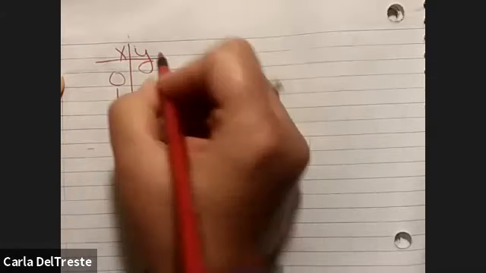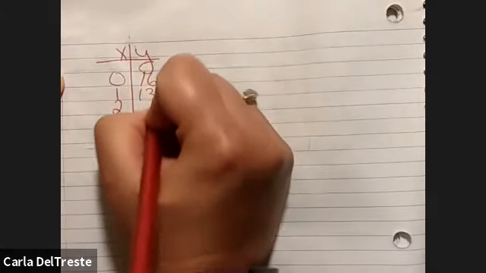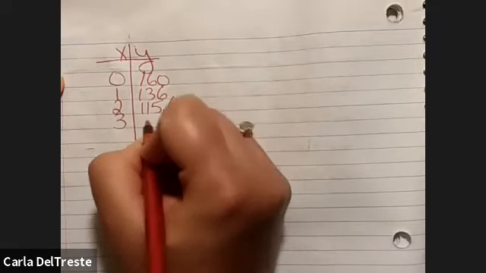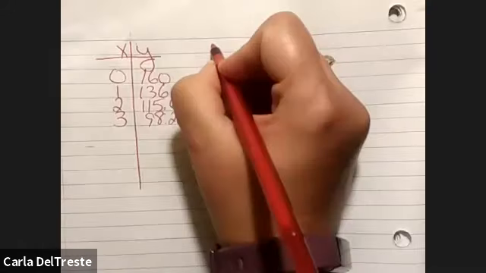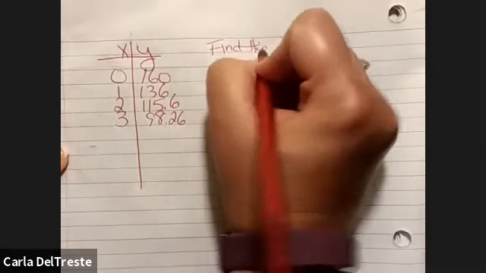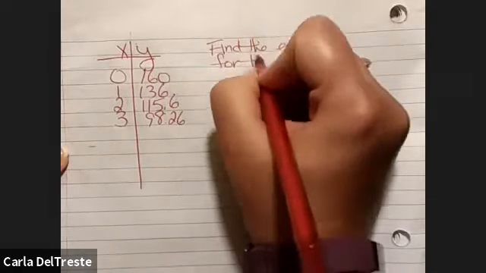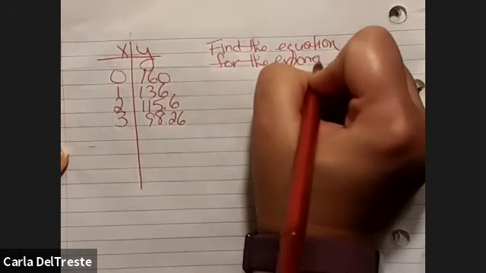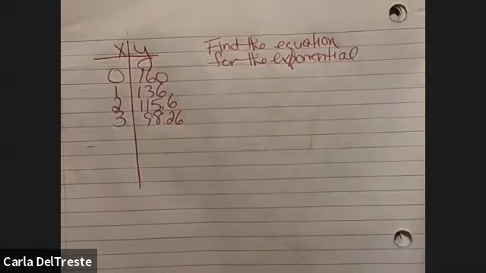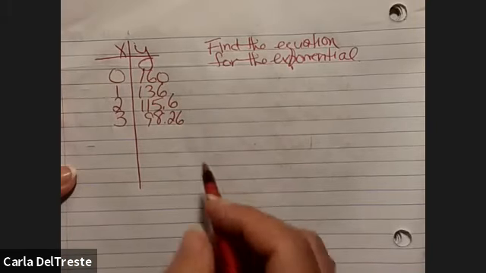And then can we do it when you're given the information in a table? So let's say you had x and y, with x values 0, 1, 2, 3, and y values 160, 136, 115.6, and 98.26. And it said, find the equation. And they're even being nicer to you. They're telling you it's exponential. They might not even tell you it's exponential. You might have to figure it out like we did in one of the earlier videos.